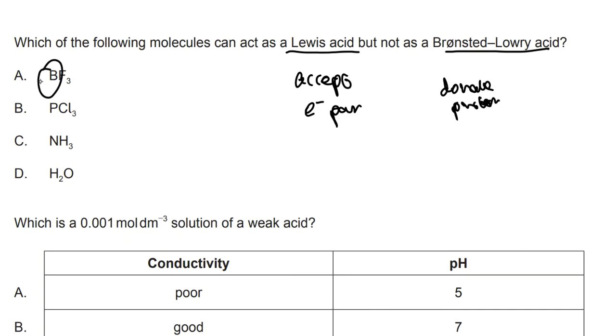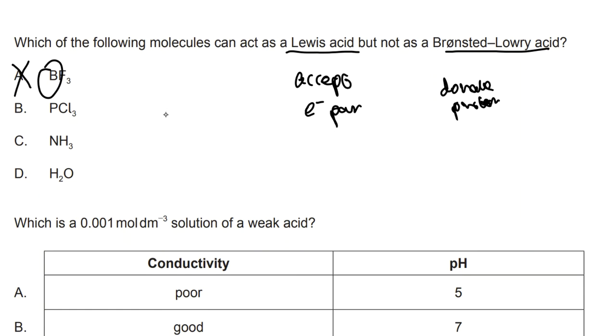BF3, boron, is an exception to the octet rule, so it's fine with having 6 electrons. It's going to look like this: F, F, and F, with 6 electrons around boron. It's an exception to the octet rule, so this one's fine. A is not the option.